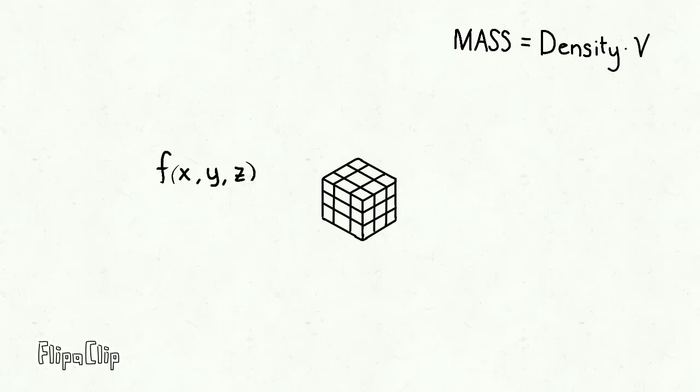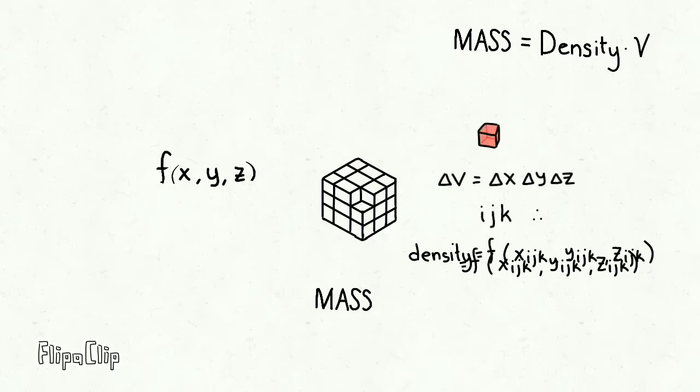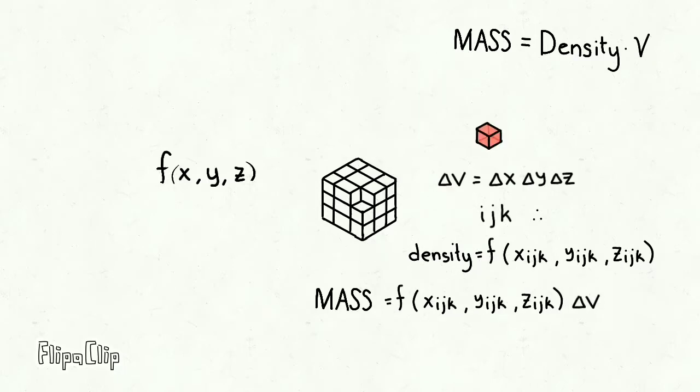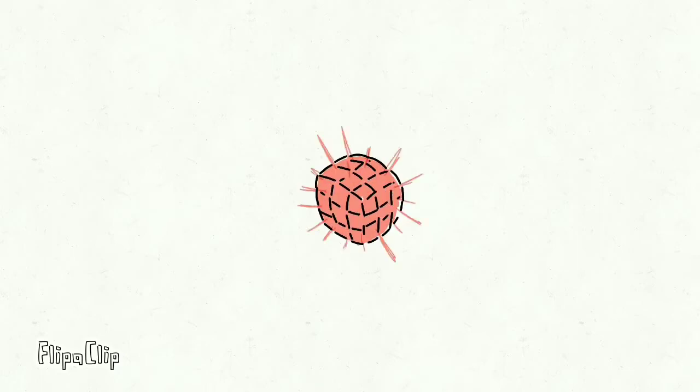Now, the volume of this particular cube, or the change of volume, is equal to change of x, change of y, change of z. This particular cube is present at i, j, k. Therefore at this point, its density will be f of x_ijk, y_ijk, z_ijk. And now that we have the volume and the density, we get the mass of this particular cube. But then, we are supposed to find the mass of each cube and sum all their masses. By summing up all its masses we'll get the total mass, and the total mass will give us the total volume integral.